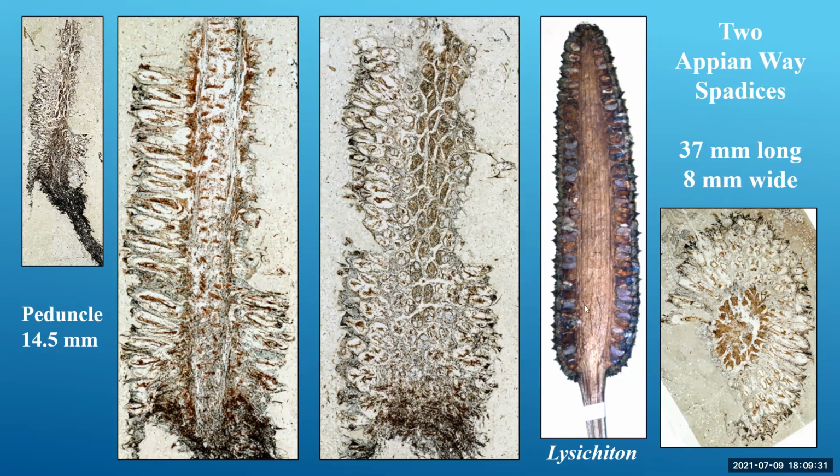The section right through the center, like this one here, we have a wide pith, but you'll see there are some sclerenchyma partitions here in the fossil, which we don't have in the living stuff. The second specimen we have is a cross section of the same particular type. These are about 37 millimeters long and 8 millimeters wide.